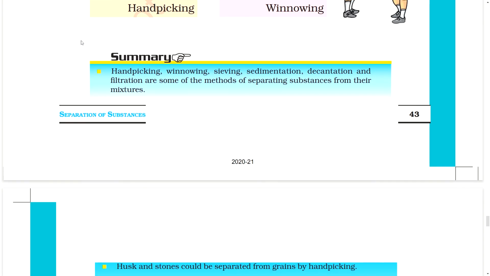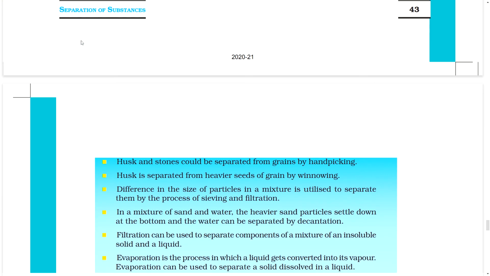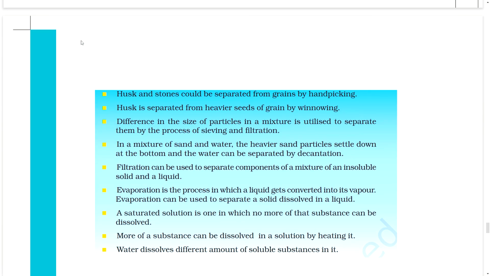Summary: handpicking, winnowing, sieving, sedimentation, decantation, and filtration are some of the methods of separating substances from their mixtures. Husk and stones could be separated from grains by handpicking. Husk is separated from heavier seeds of grain by winnowing. Difference in the size of particles in a mixture is utilized to separate them by the process of sieving and filtration.